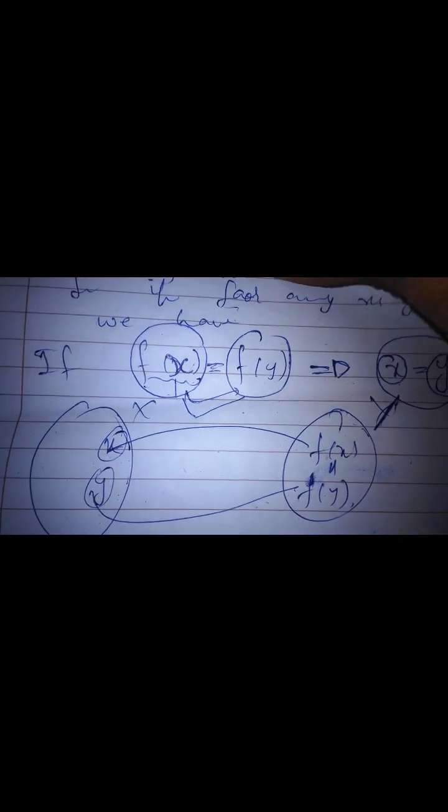If the function is an injection, one-to-one or injective, this condition holds. If the images of any two elements of X are equal, then the pre-images must be equal. So this is an injective function. This property holds in an injective function.